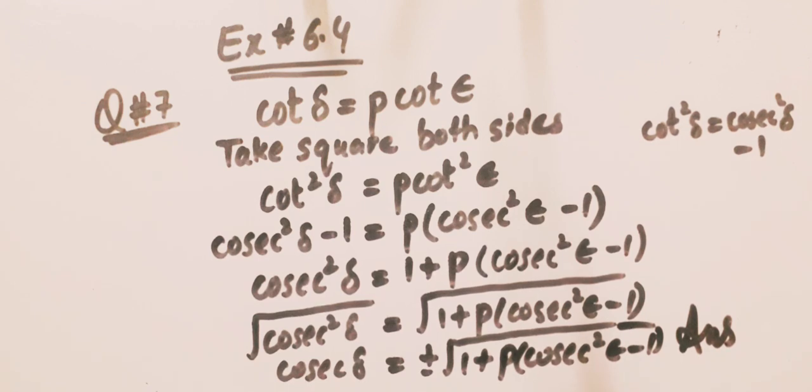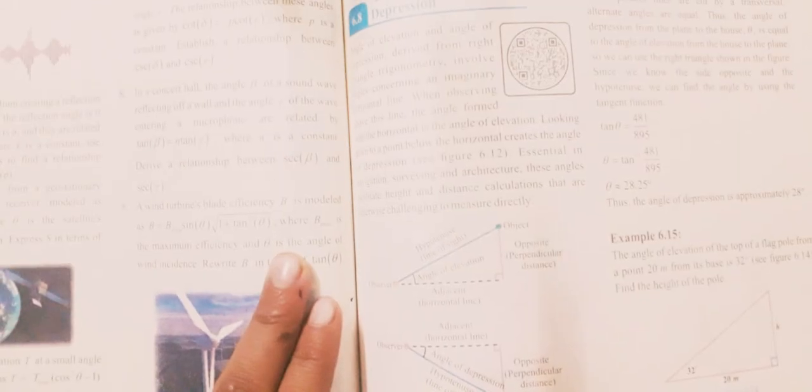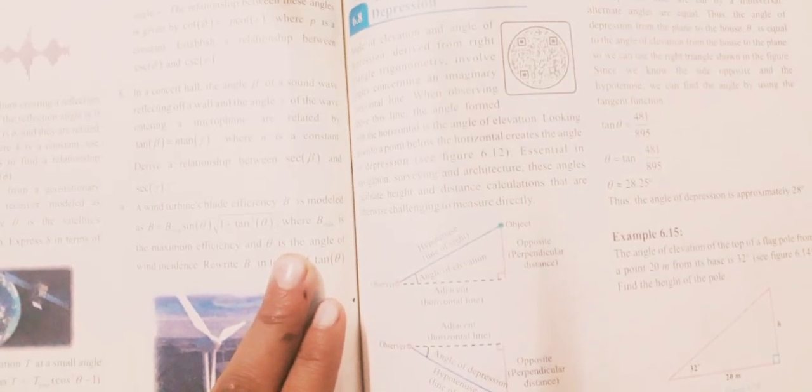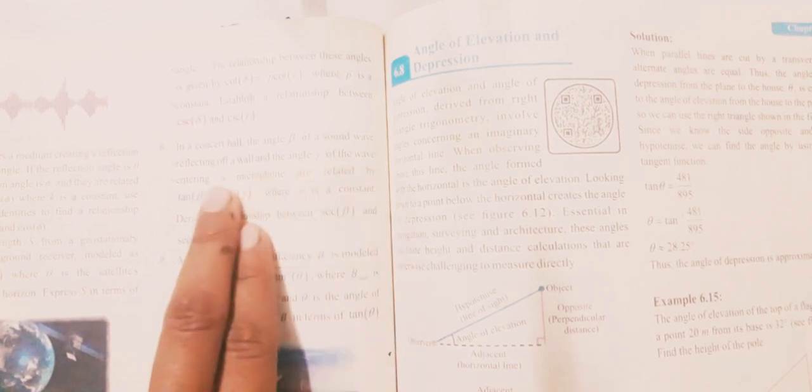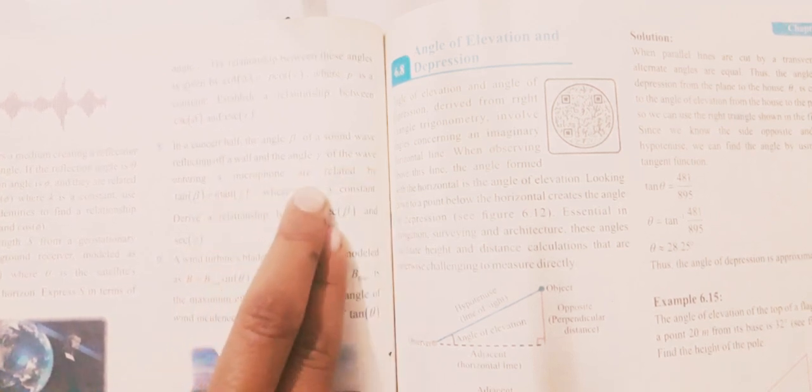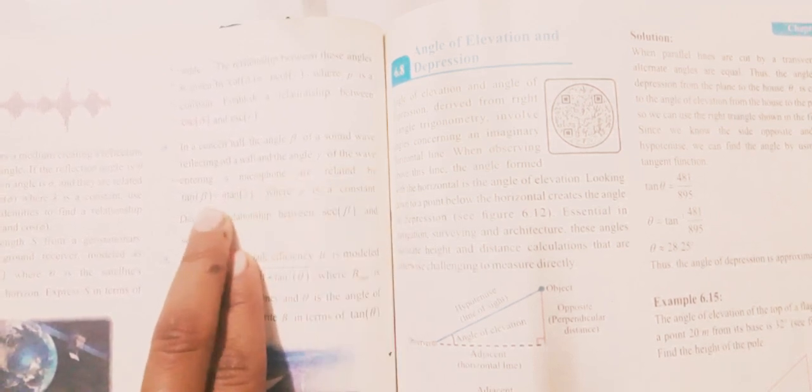Now we will solve question number 8. In question number 8, in a concert hall, the angle beta of sound wave reflection off a wall and the angle gamma of the wave entering a microphone are related by tan beta equals n tan gamma, where n is a constant. Derive a relation between secant beta and secant gamma. Now we will solve this question.